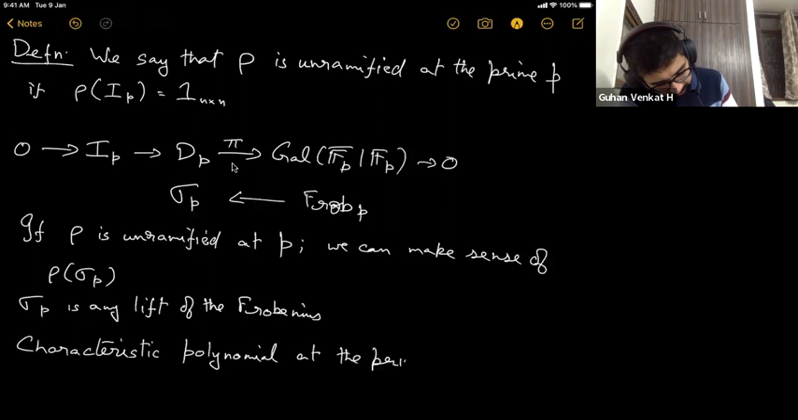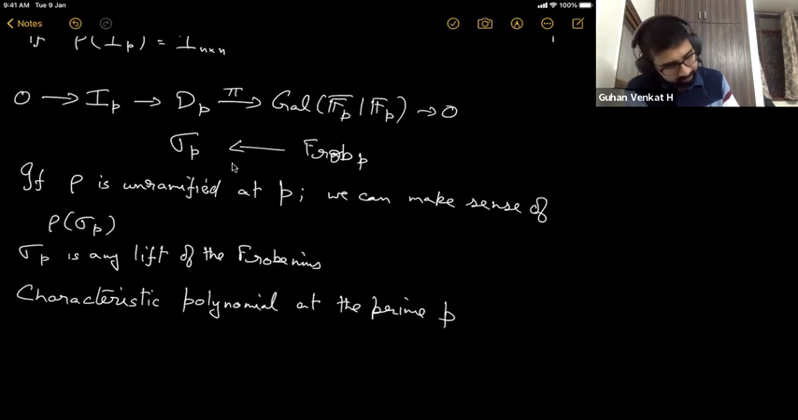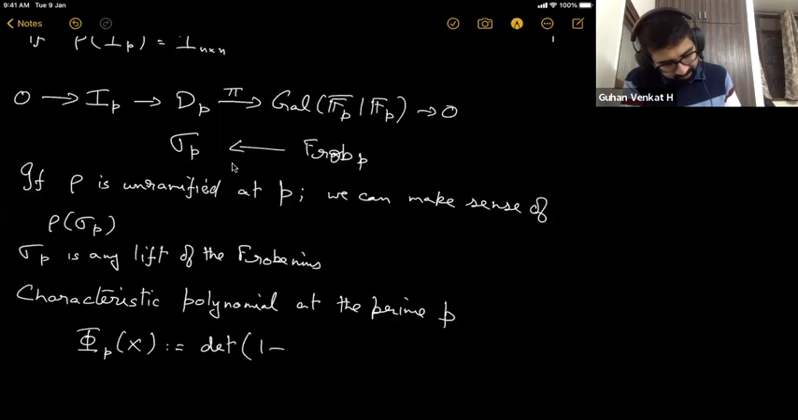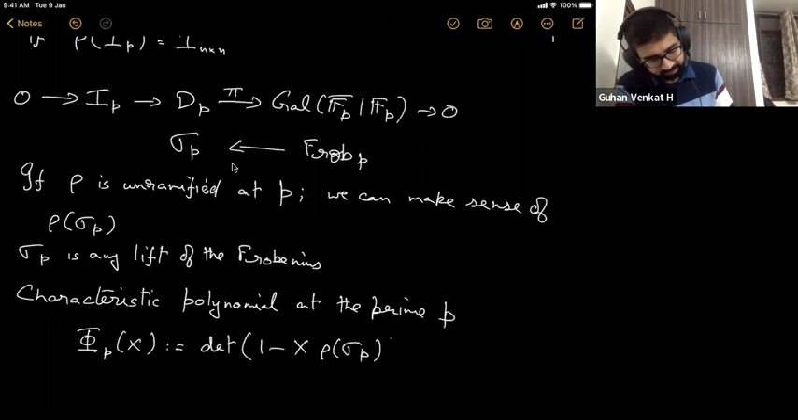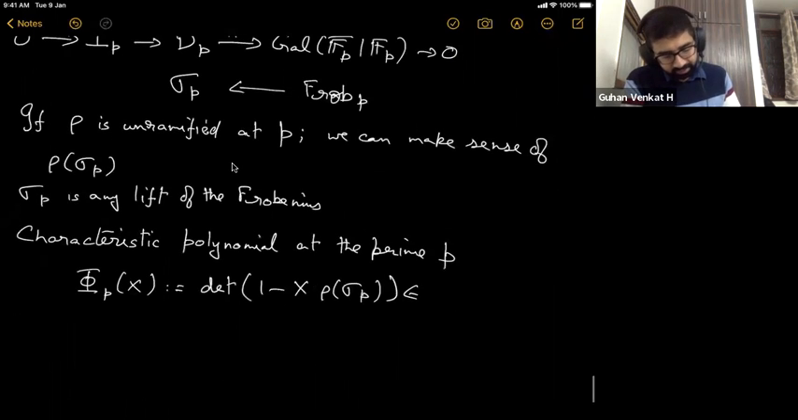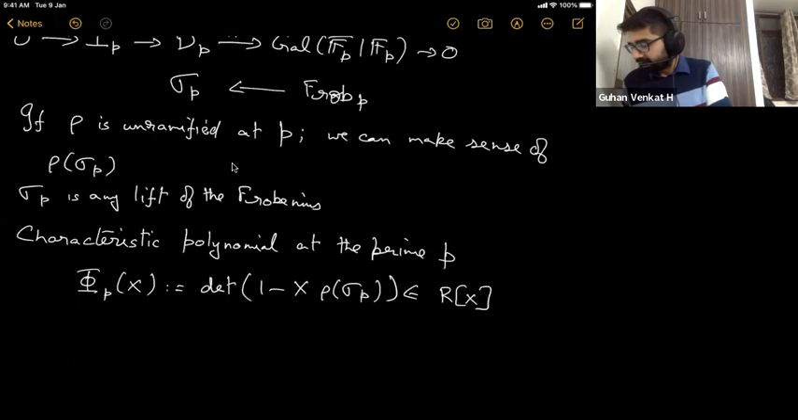Again, all this makes sense only if the Galois representation is unramified at p. I'll call this φ_p(X), which is probably not a good notation because it coincides with the pth cyclotomic polynomial, but nevertheless. This is just the determinant of 1 minus X ρ(σ_p), where σ_p is any lift of Frobenius. Since the Galois representation takes values in invertible R by R matrices, the characteristic polynomial is defined over the polynomial ring over R.